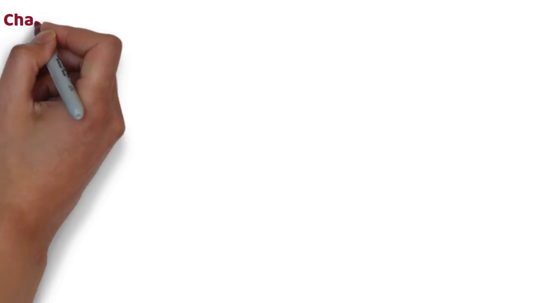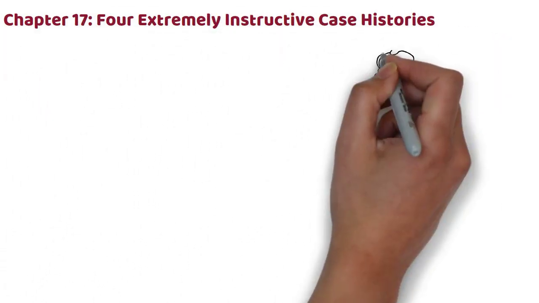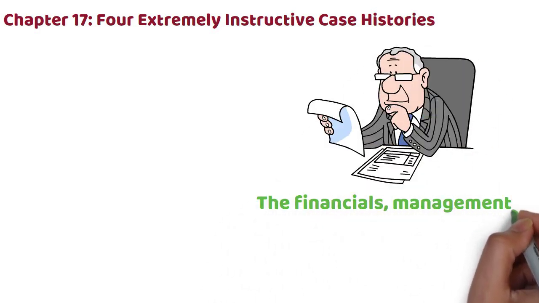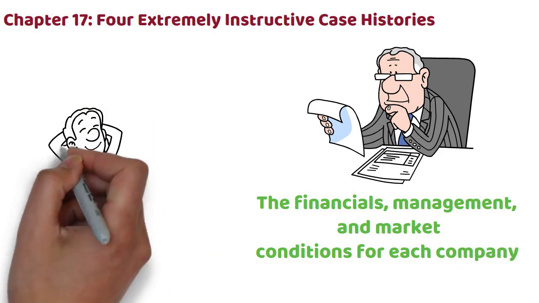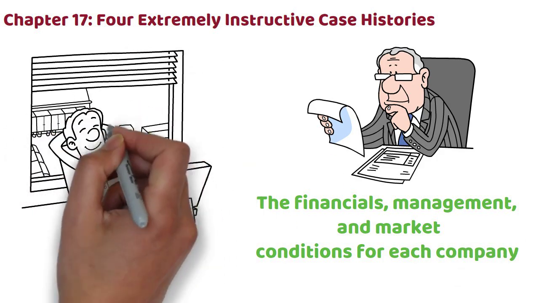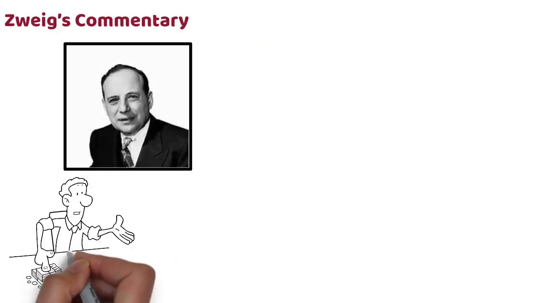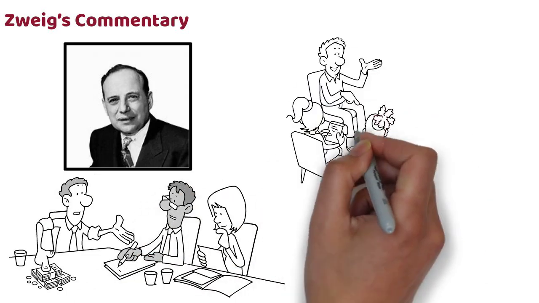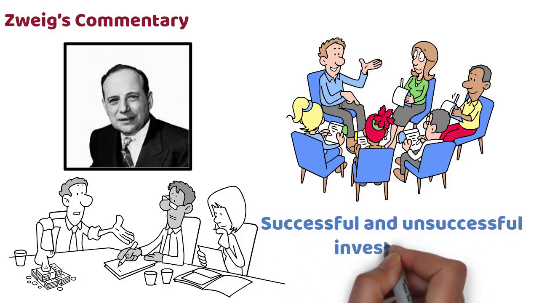Chapter 17: 4 Extremely Instructive Case Histories. Graham presents 4 case studies to illustrate the principles of value investing. He analyzes the financials, management, and market conditions for each company, showing how a disciplined, value-oriented approach can lead to successful investment outcomes. Zweig provides modern examples to complement Graham's case studies, demonstrating how the principles of value investing apply in today's market. He also emphasizes the importance of learning from both successful and unsuccessful investments.